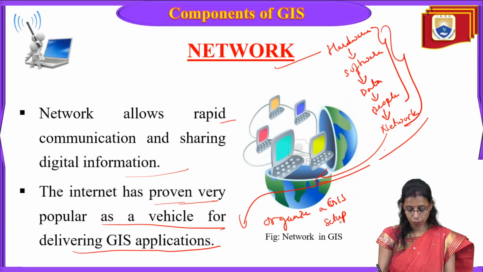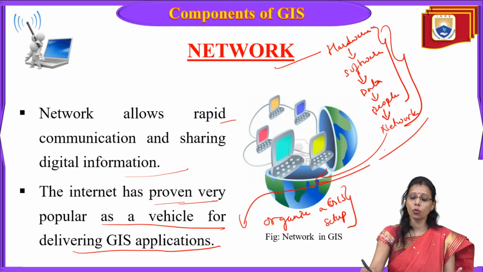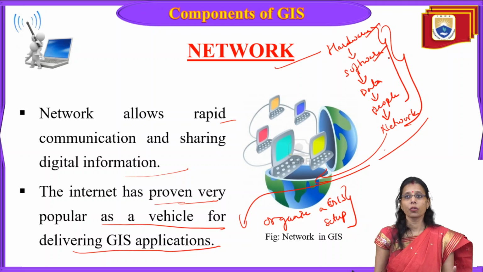So a GIS setup is not only about hardware, not only about software, and not only about the data. If you have data and you don't have the hardware system and the software system, there is no use of the data. In the previous years, long back when GIS technology was not available, people were able to use only manual digitizers or paper maps. At that time the data was available but there was no hardware, no software, so communication was very limited.